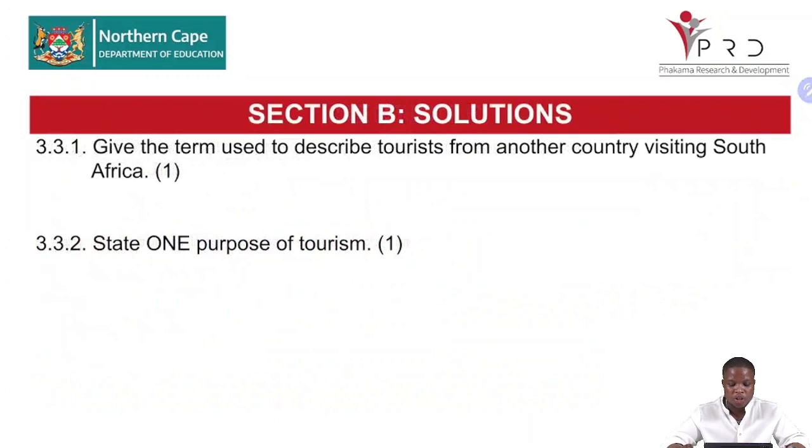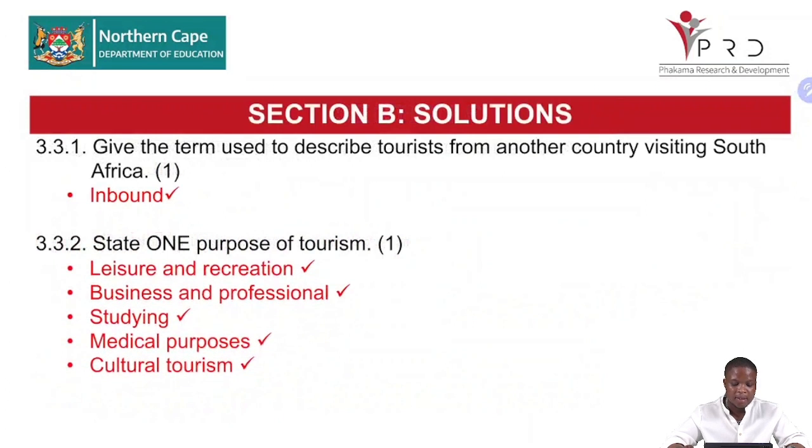Give the term used to describe tourists from another country visiting South Africa. So when we're having people from another country coming to South Africa, what do we call them? Those are inbound tourists. State one purpose of tourism: it can be for leisure and recreation, business and professional, studying, medical purposes, cultural purposes.